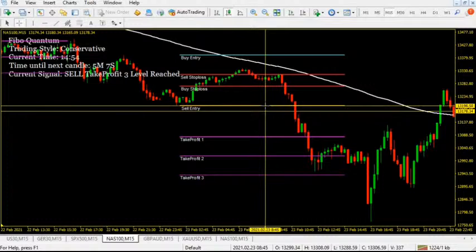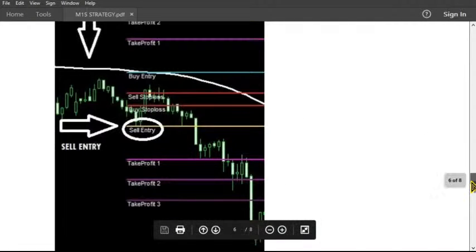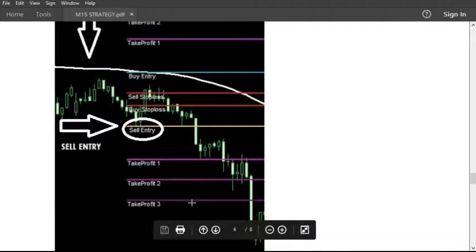Let me just measure that real quick. So there was the sell. You see where the sell got triggered. Take profit 1, 2, and 3. As you can see, guys, it's exactly as depicted in the chart here, in the example. So you sell underneath the 100 period moving average, and when this sell level gets triggered, then you use the take profit 1, 2, and 3. All right, so the rules are very simple.